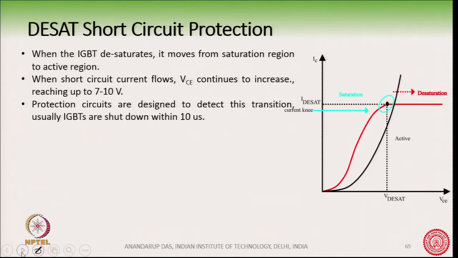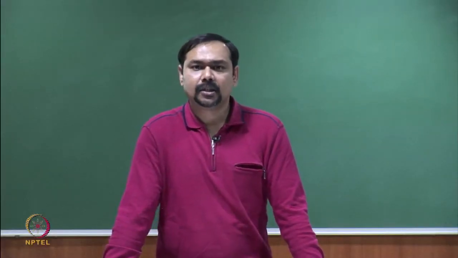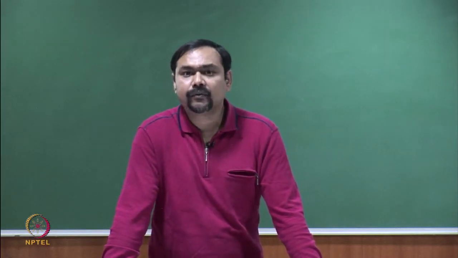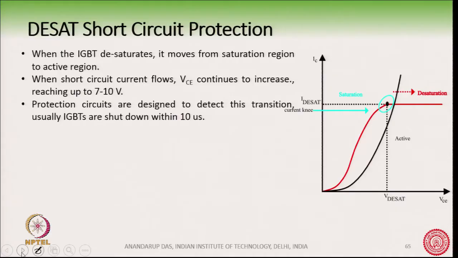For example, if you think of the IGBT protection, it is called DSAT, short circuit protection. What is DSAT? DSAT means desaturation. When a high current flows through the IGBT, suppose this is the IC versus VCE characteristic of the IGBT. The characteristic typically looks like this, maybe a slight upward slope here, but more or less the characteristic looks like this.